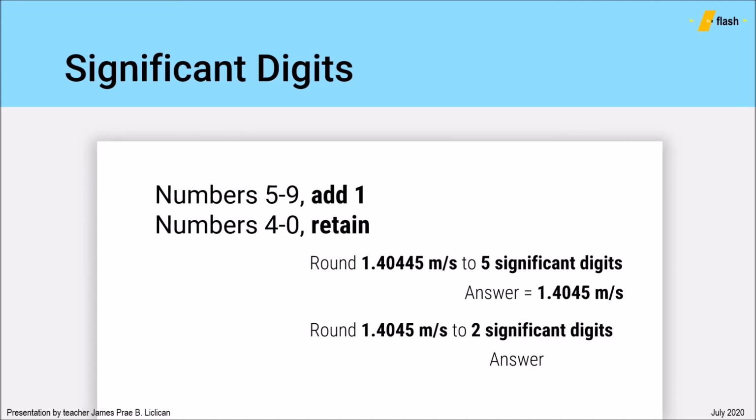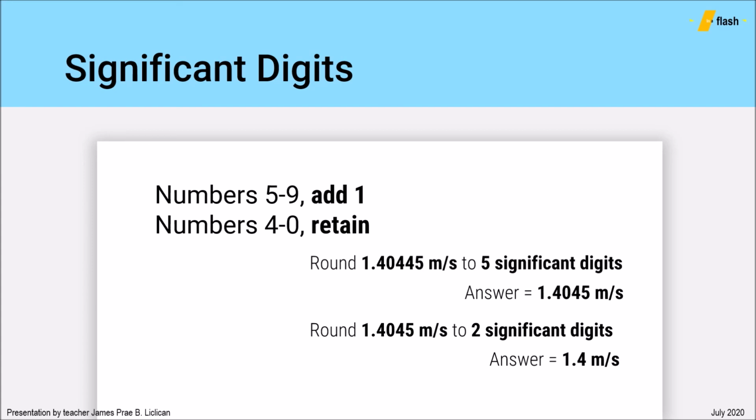Now let's round the answer to 3 significant values. We will get 1.40 meters per second. As you can see, we add 1 or retain the values depending on the number preceding the required significant value. Now that you've learned the basics, you are now ready to take the next session.